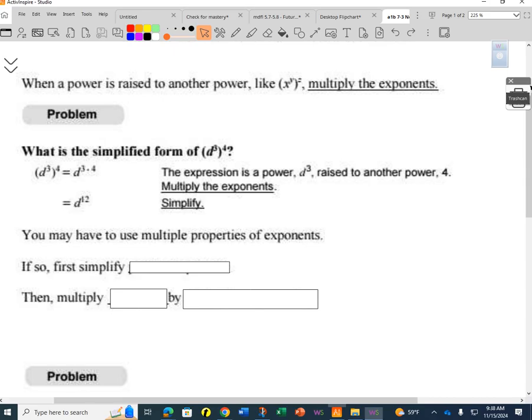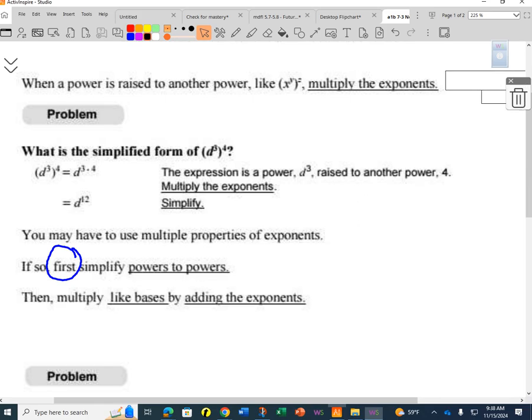Sometimes you're going to have expressions that have like bases times like bases in the same expression where you also have a power to a power. We're always going to do the power to powers first. And let's circle first. So do your powers to powers, and then we do what we've been doing, multiply the like bases by adding the exponents. So like bases, we multiply by adding exponents. Powers to powers, exponents raised to exponents, the shortcut is to multiply those exponents.